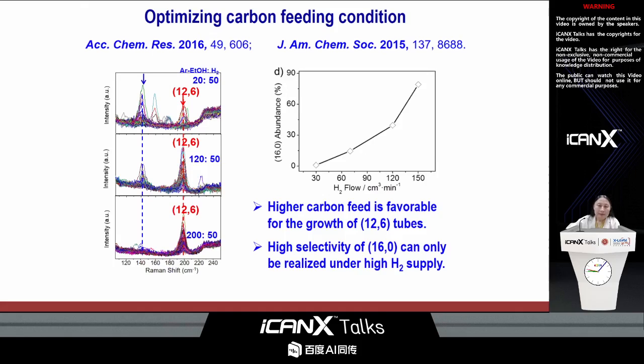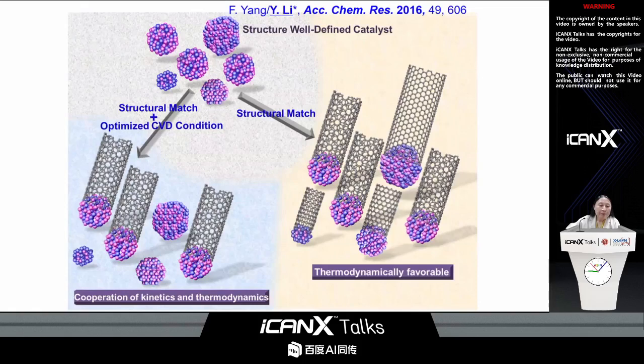I almost finished. See, this is our strategy. We need a catalyst with a very unique structure. With a special structure, we can obviously reduce the possible chiralities formed on this catalyst. Then by further kinetically controlling the growth condition, we can realize the preferential growth of only one kind of carbon nanotube.